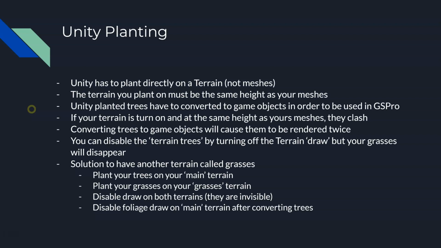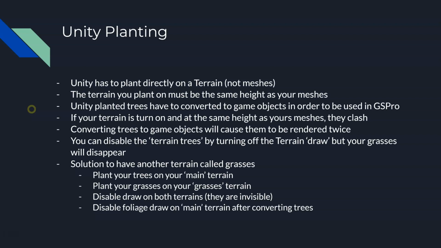We've got to make sure that that terrain is exactly the same height as our meshes, or else things are going to look funny, because meshes are what we're going to see in game. So we want to make sure that whatever we're planting is at the same height as our meshes. We don't want our grasses sunk under the ground or our trees way up in the air or something goofy like that, right?